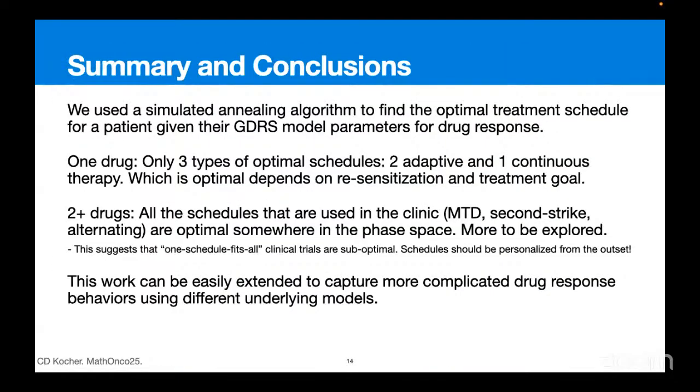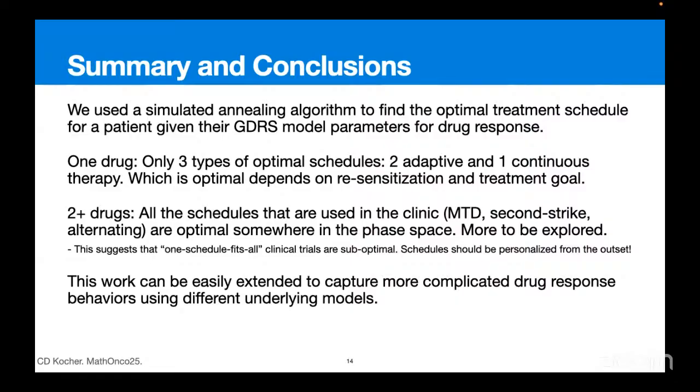So I just want to summarize. I used a simulated annealing algorithm to find the optimal treatment schedule for a patient given their GDS model parameters. For one drug, there were only 3 types of optimal schedules, 2 adaptive and 1 continuous therapy. For 2 drugs, basically all the schedules that are used in the clinic are optimal somewhere.